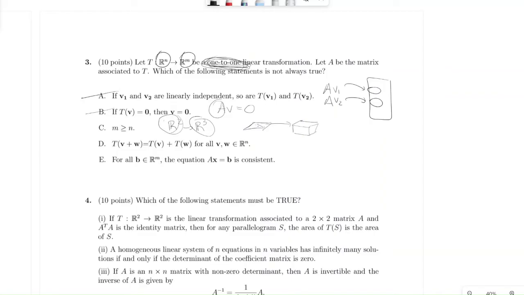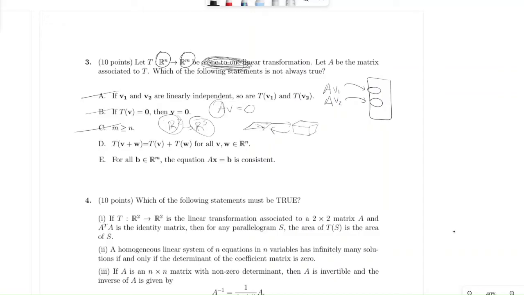Versus if you were trying to go the other way around, that means you'd have to kind of compress this down and condense different vectors to a single point on this plane. So in this case, yeah, m does have to be greater than or equal to n to ensure that this one-to-one transformation is maintained. This is true.